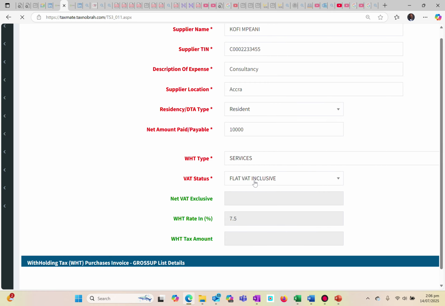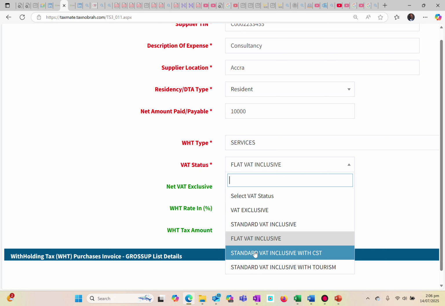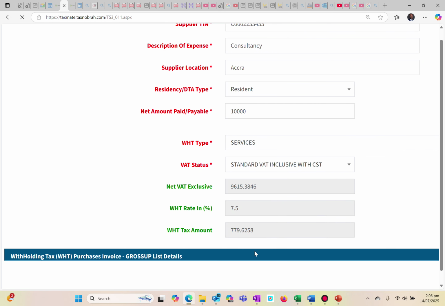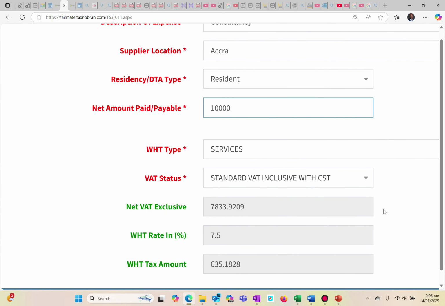Okay, service cannot be flat rate inclusive. So let's do the right selection. It is standard rate, but it is inclusive of communication service tax. So once we select communication service tax, it teases out the net VAT exclusive amount so that it does a gross up over there. If it does a gross up over there, it means that we are not applying withholding tax on the communication service and the VAT element.